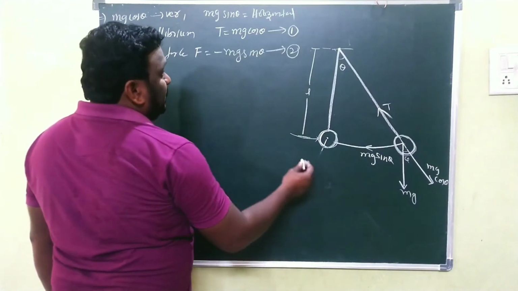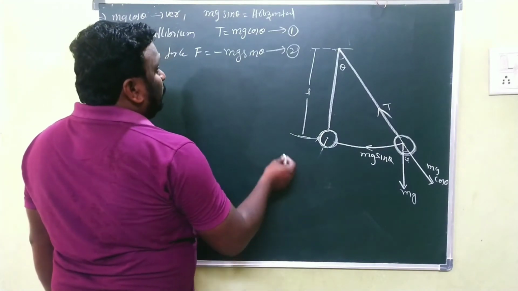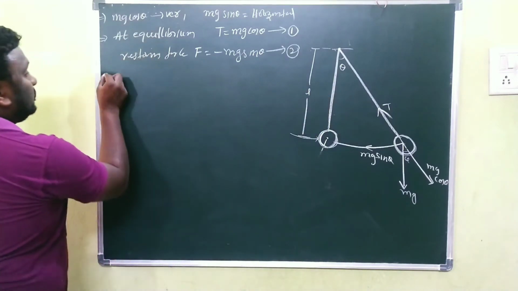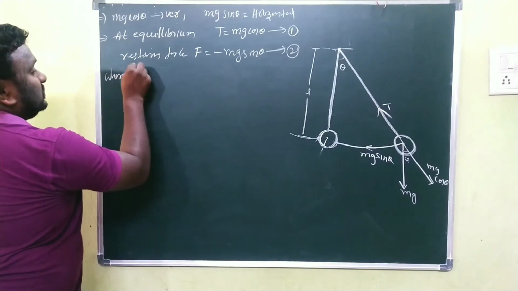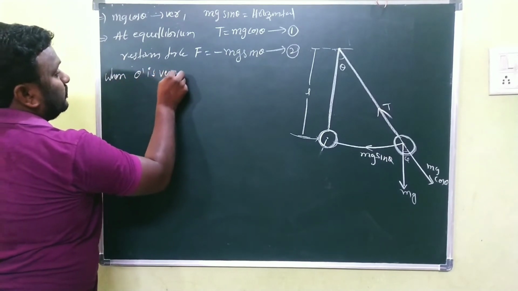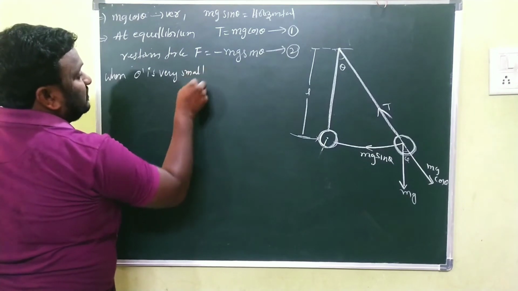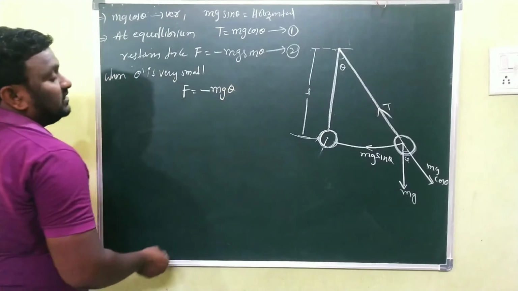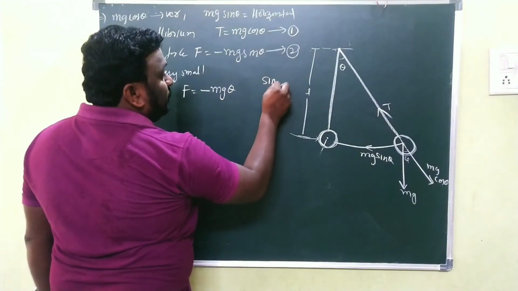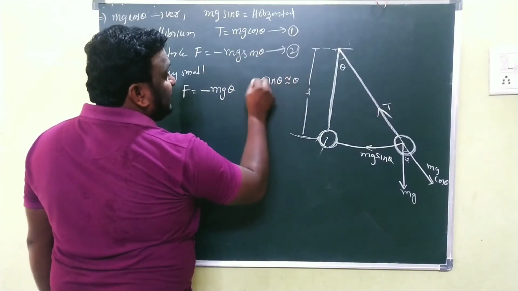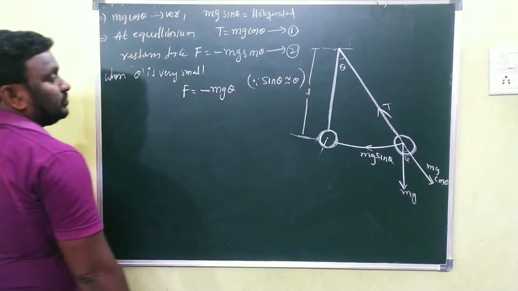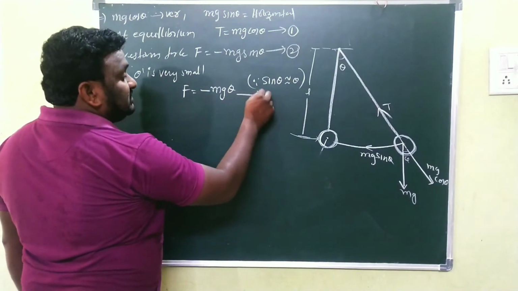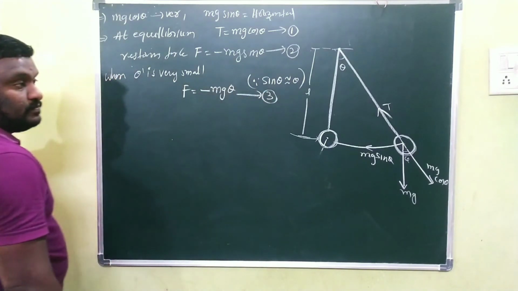After that, you have to remember, children, when the angle is very small, when the angular displacement is very small, when theta is very small, then what do you write? F equals minus mg into theta. That means when theta is small, we write sin theta equals theta. So F equals minus m into g into theta. That is equation number 3.